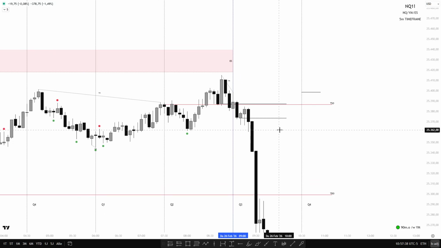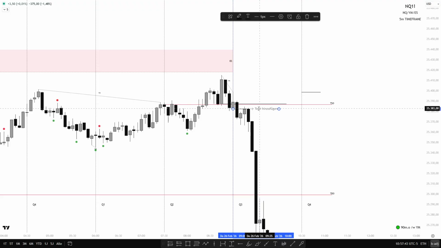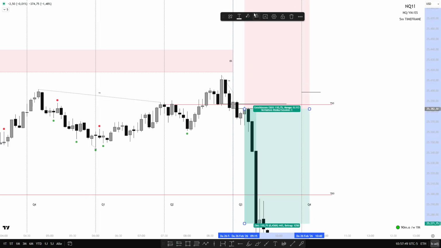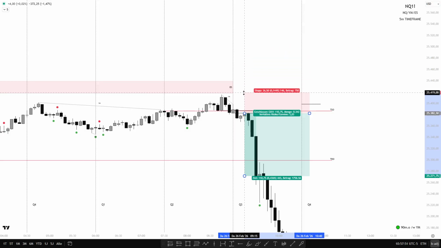So what you want to do, no, actually the first propulsion block was actually right here, so this would be the perfect entry right here at the retest. This would be the perfect entry for today.